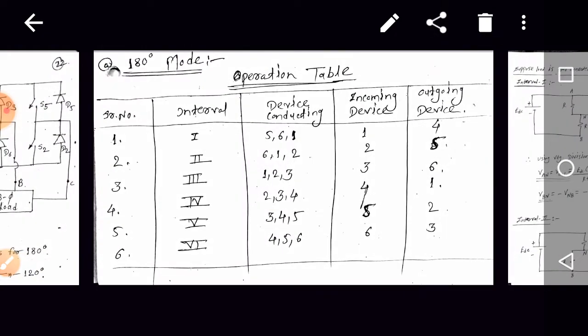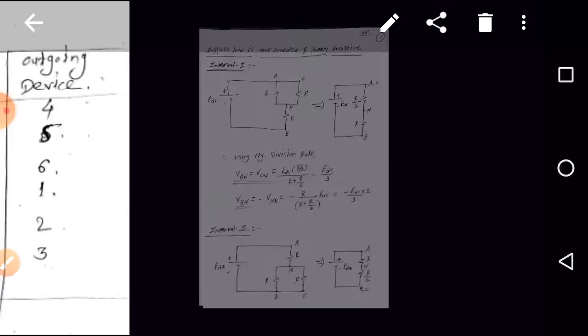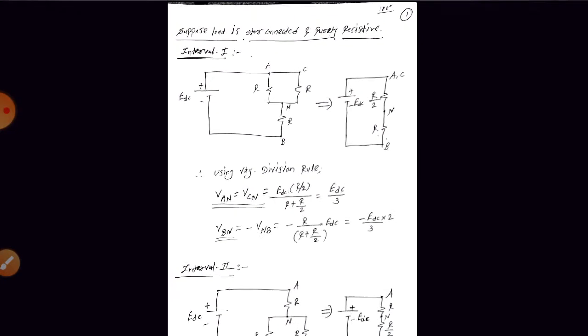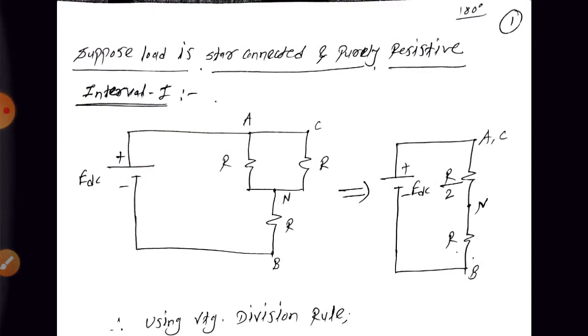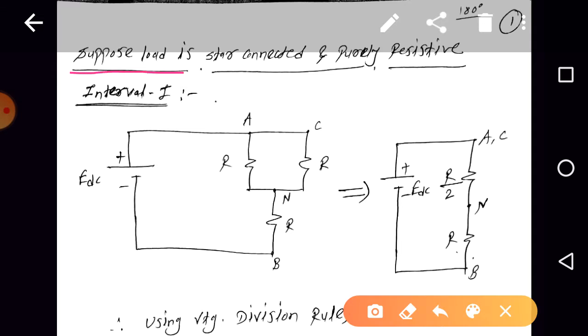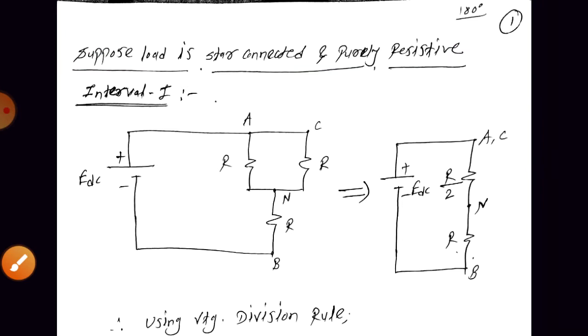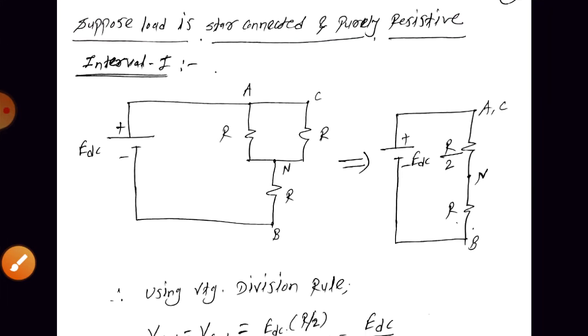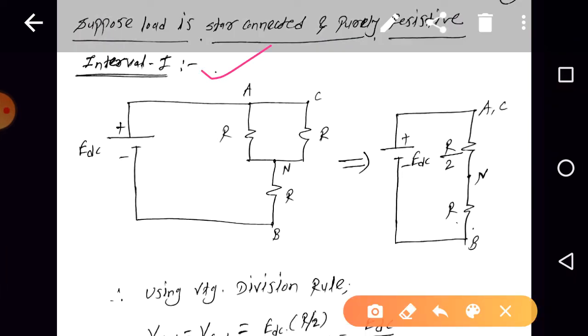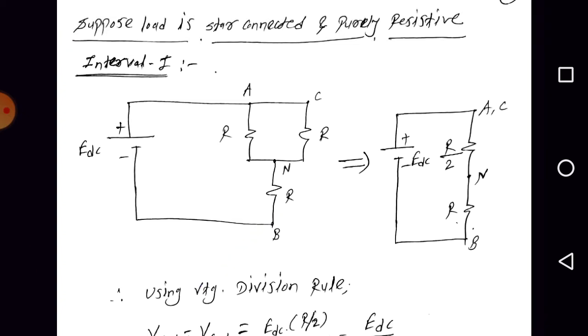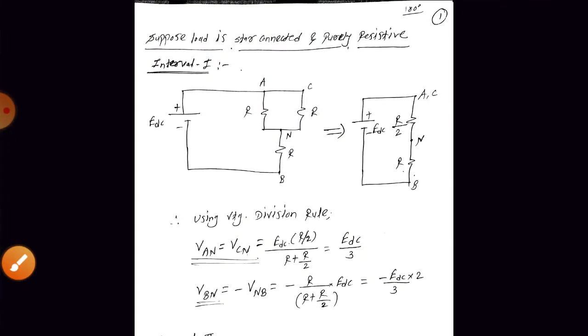Okay, so here we have the operation table. Suppose for the first interval we consider the load to be star connected and purely resistive. During the first interval, how will the equivalent circuit look? We are going to discuss that.